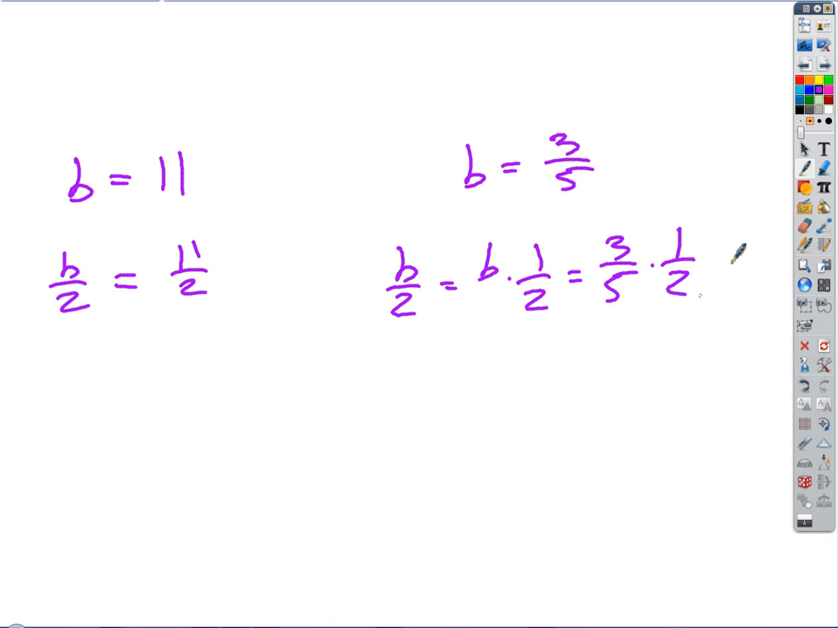Just multiply straight across, right? So we would just end up with 3/10 for b over 2. It's a fraction, but that's okay. It could be a fraction. We'd rather it weren't, but sometimes it is.